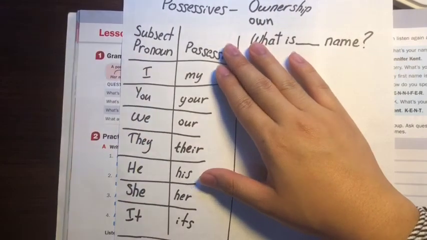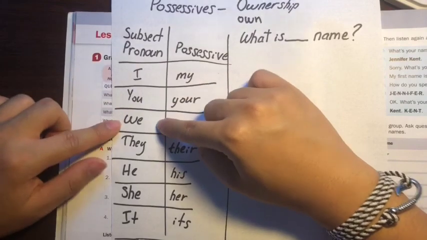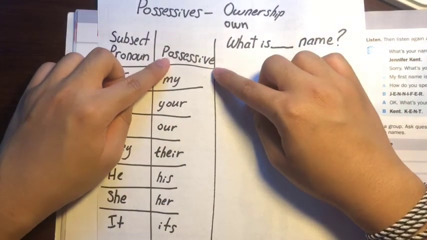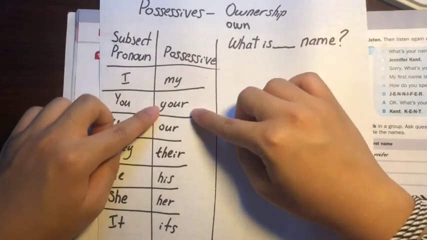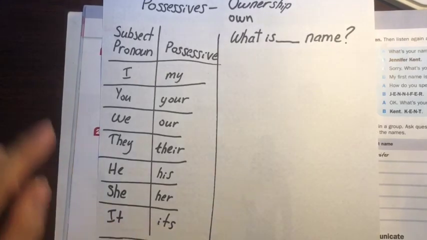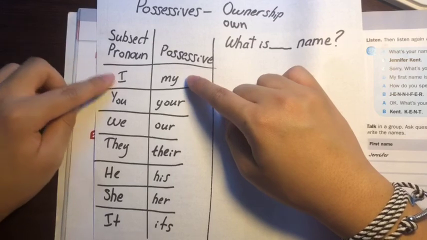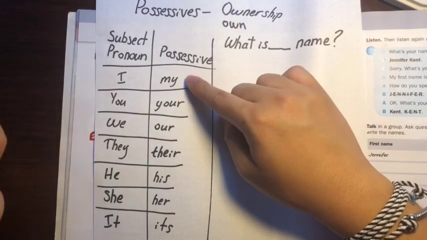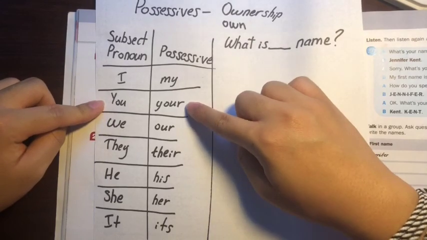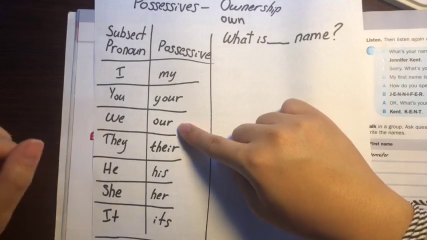So let's look here. I have the pronouns on the left. The pronouns are I, you, we, they, he, she, it. And then I have the possessive word on the right. My, your, our, their, his, her, its. So for I, if I have something, it's my. So I have a name. My name. You have a name. Your name. We, our.